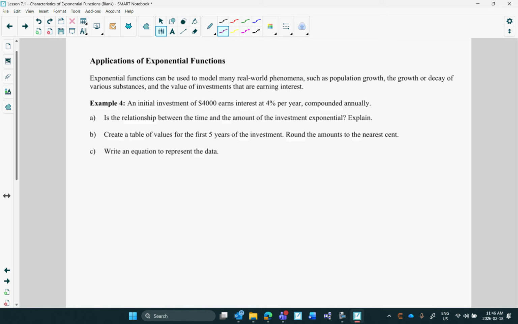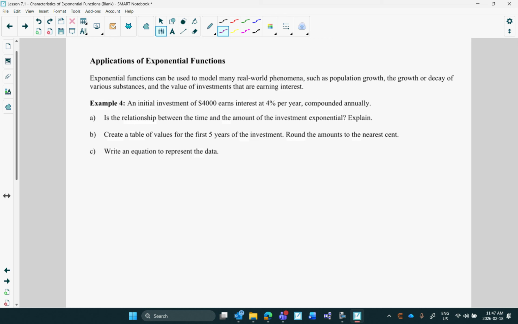$4,000 at 4%. How much would you earn? $40? Oh, $10. Wait. More calculator. What, 40 times 4? Why 40? It's 4,000. 4,000 times 0.04. You get $160 after 1 year. Okay?